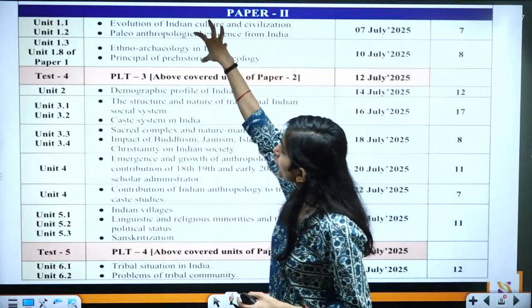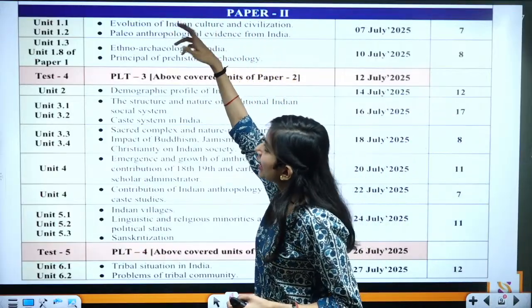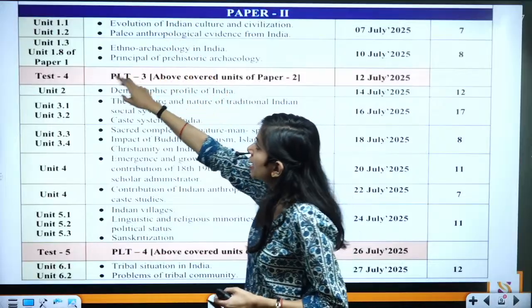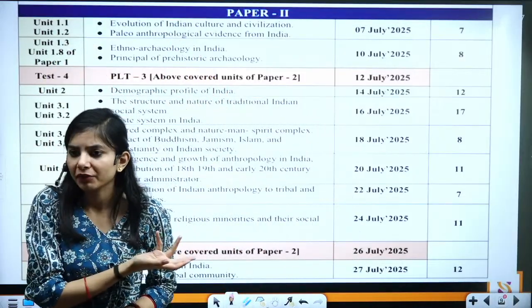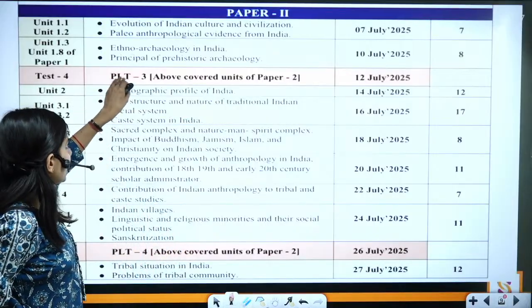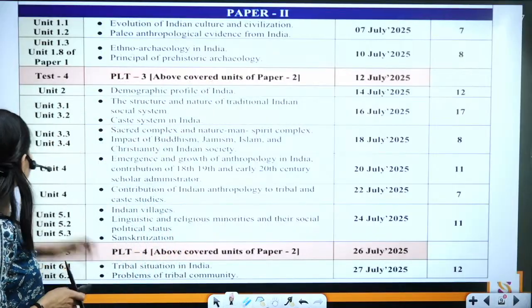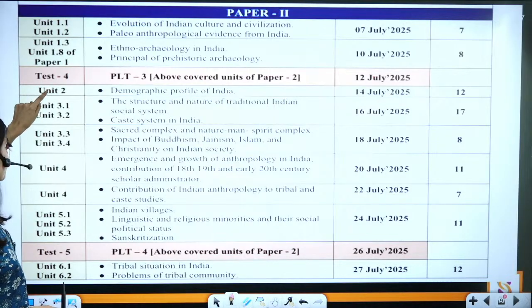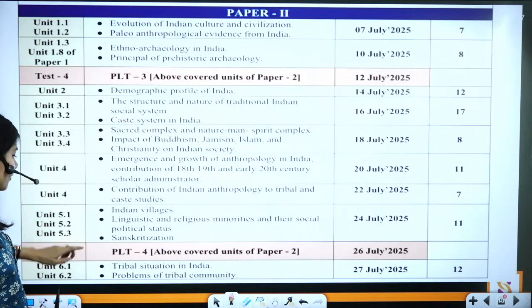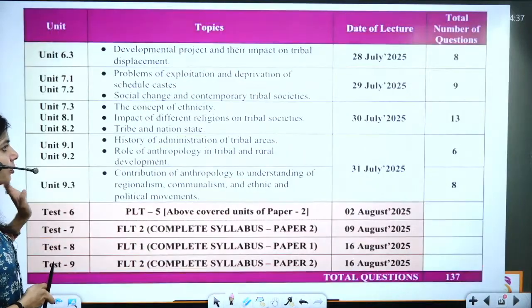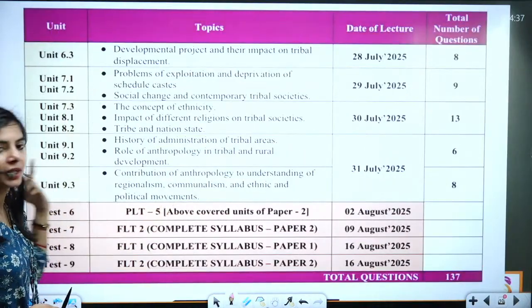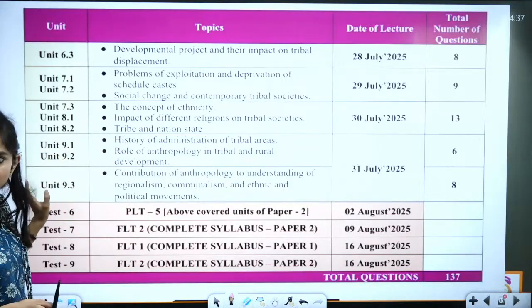So here we are going to put more and more attention, because now more and more questions are being asked from here. Here unit 1.8 of paper 1 is also clubbed. Why? Because it's part of Indian archaeology. So then you would be having one sectional test. After that, Indian anthropology is being started from unit 2 till unit 5. You would have again a sectional test for this part, Indian anthropology, and then a sectional test for tribal India. This is how you need to do.